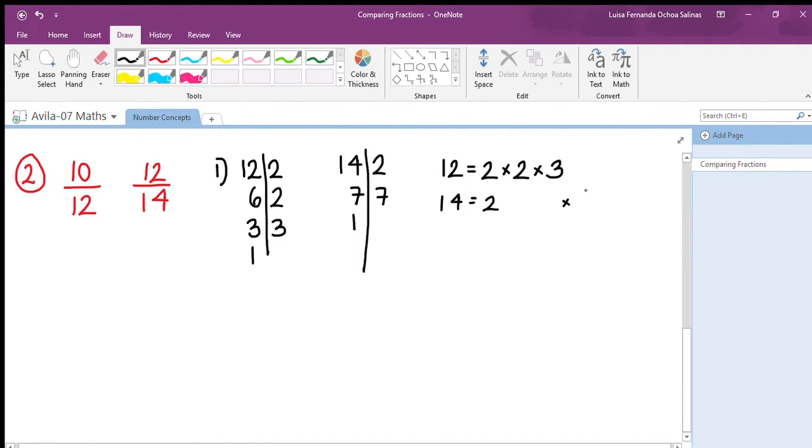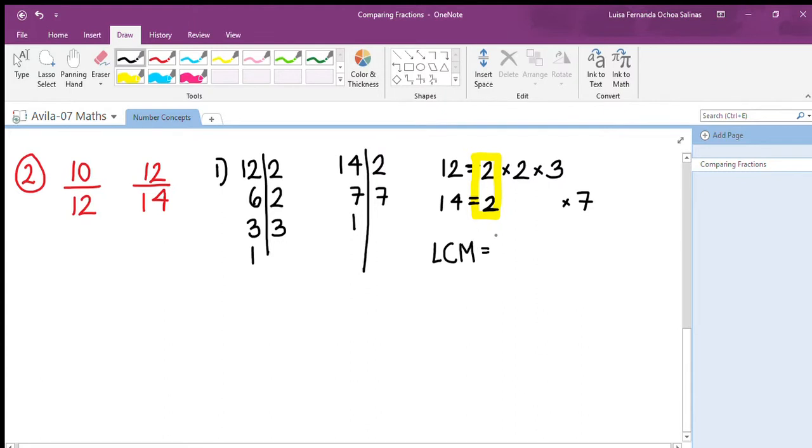times 7. Remember that I write the 7 at the end because it's not common to this one, only to organize my view, and I'm going to highlight with this yellow one. Which one are my common? This is common. Perfect. Good. And here, my other. Perfect.